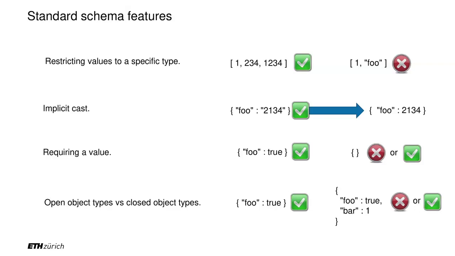So as a conclusion of JSound, I want to recap the sort of things that we can do in a schema language. First, you can restrict values to a specific type. You can say, here, I want an integer, or here, I want a date, or here, I want an array of whatever. So you can restrict specific types.